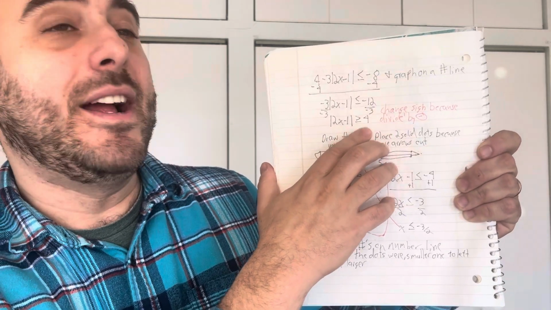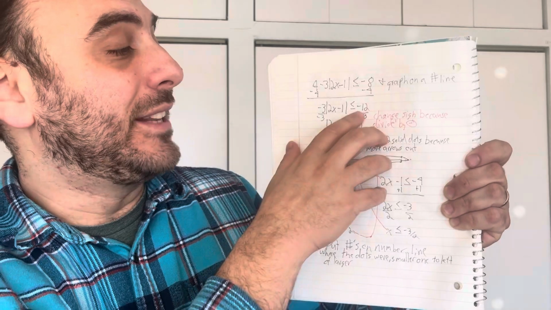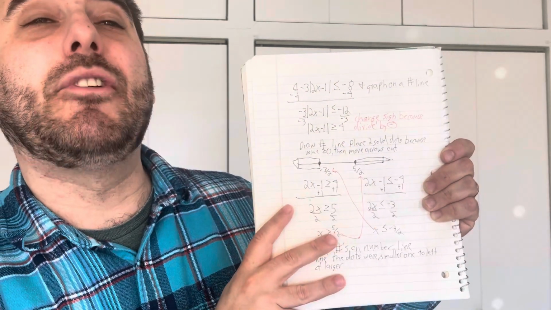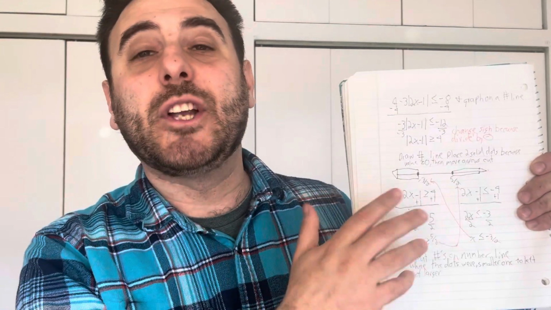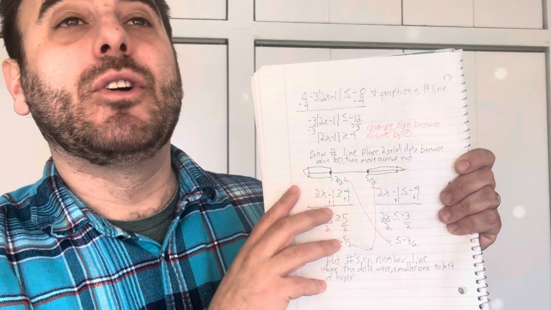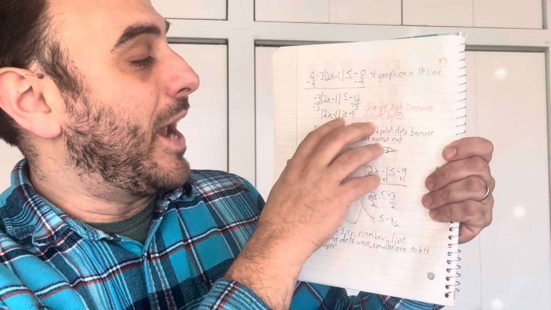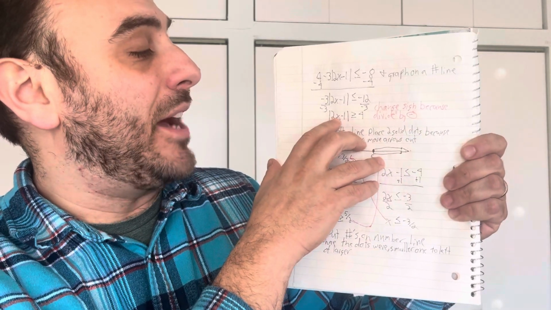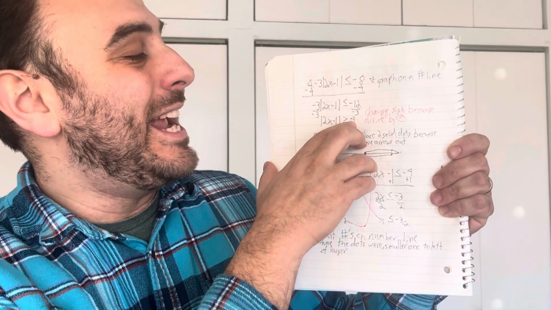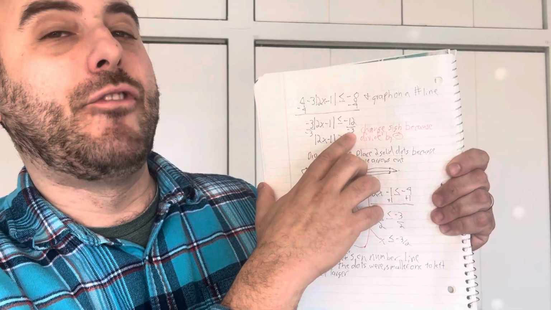Anytime, or equal to sign, less than or equal to, greater than or equal to, anytime you divide by a negative, you switch the sign from greater than to less than, or less than to greater than. Okay, and we have the absolute value of 2x minus 1 is now greater than 4.